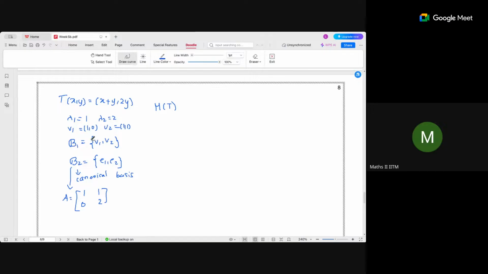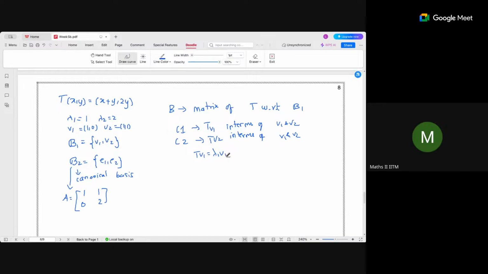Now I want to do the same with b1. So I want to find the matrix, let's call it B, the matrix of T with respect to B1. What does it mean? I want the first column to be TV1 in terms of V1 and V2. Similarly, column 2 is TV2 in terms of V1 and V2.